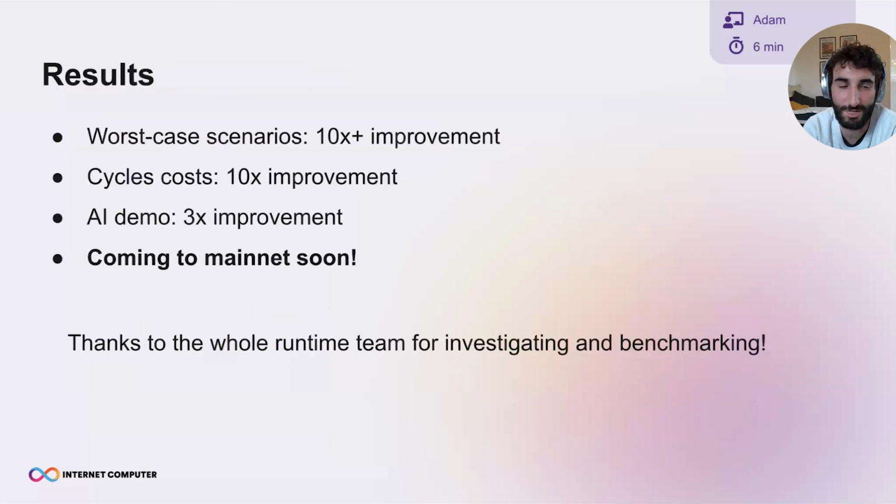So in the worst case scenarios, like I said, we have over 10x improvement, which means we can reduce the cycle costs by 10 times. In an example like this image classification we had in the Dom's AI demo, that ended up in about a 3% improvement in the actual wall clock time, end-to-end doing an inference, and lots of other AI workloads should have similar improvements.